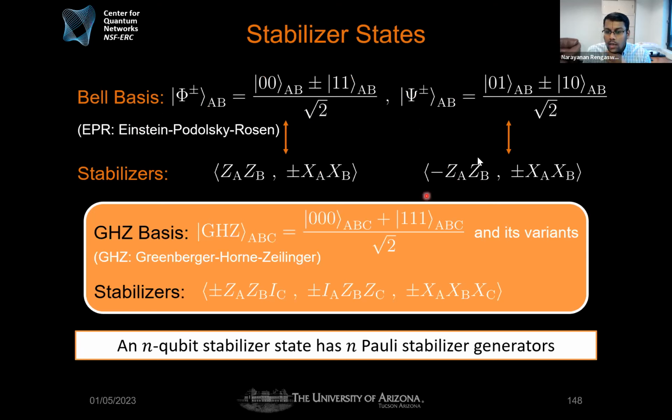Yes, Ali, if you have a Pauli stabilizer and if you have a Pauli measurement, then Pauli operators either commute or anti-commute. So there are only two possibilities. So if they don't commute, they have to anti-commute.